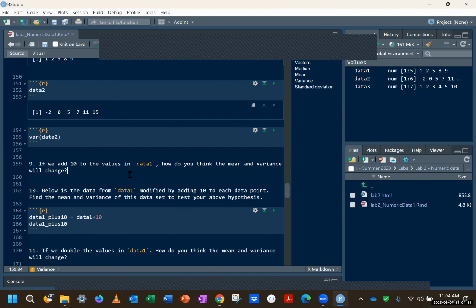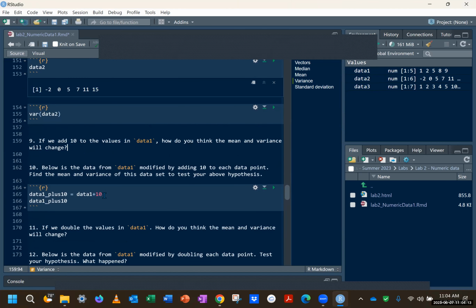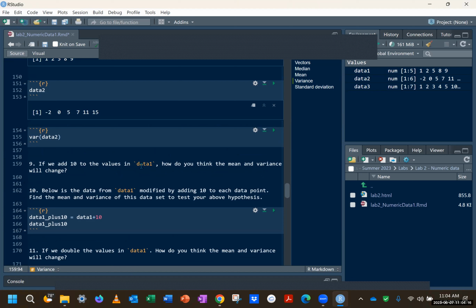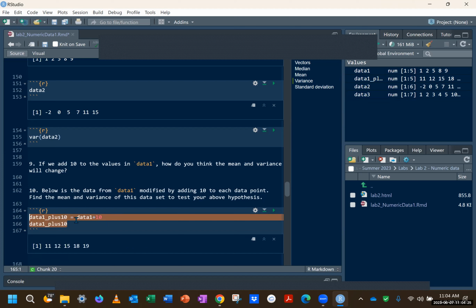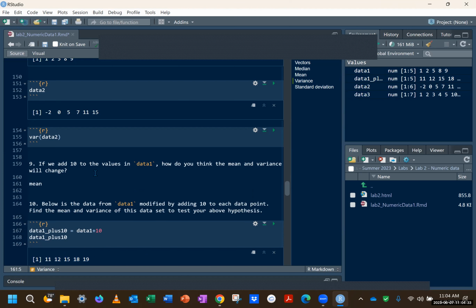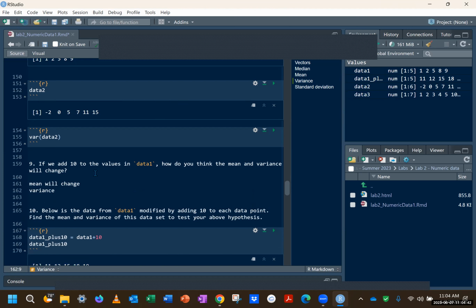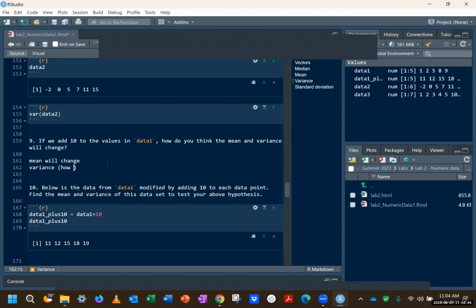So 9 through 12, those are kind of exploration questions. We're going to ask you, if we add 10 to every data point of data 1, so here's what that is, data 1 plus 10, do you think we're going to have a different mean and variance? How will it change? I'm going to guess the mean will change. It's going to be like a bigger center, but the variance, that measures how spread apart it is. I'm going to guess it won't change.